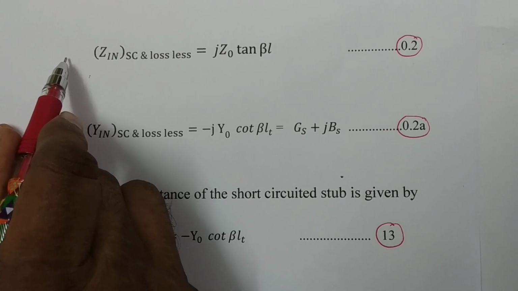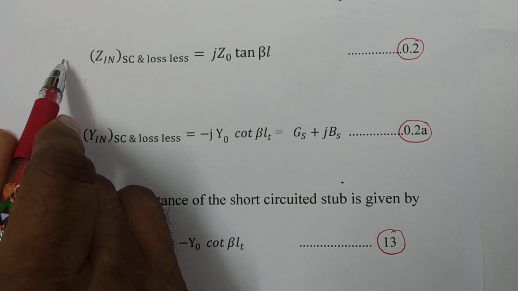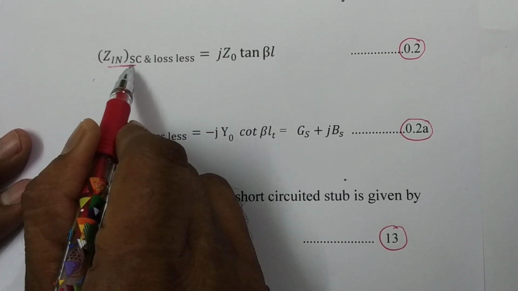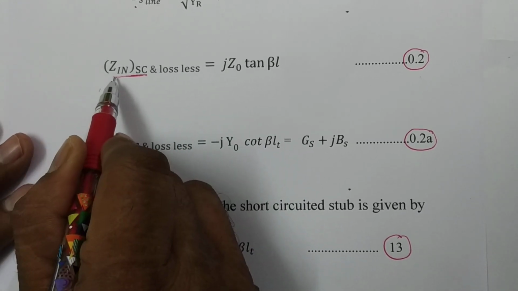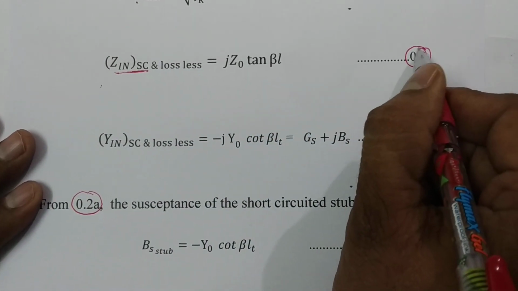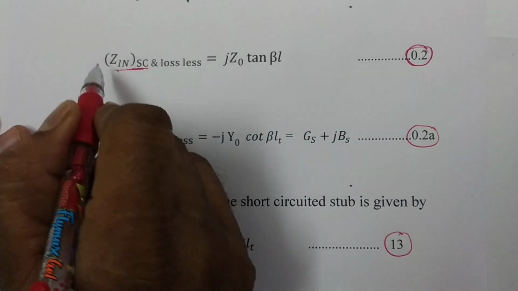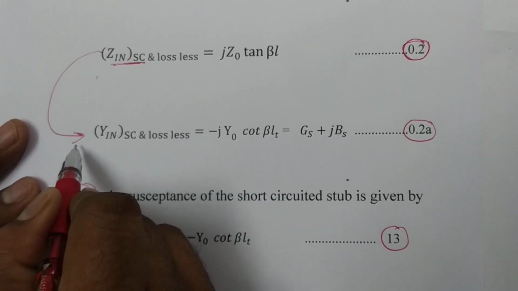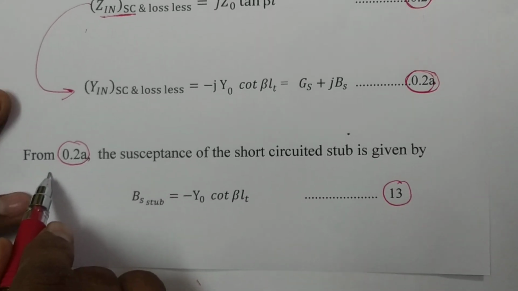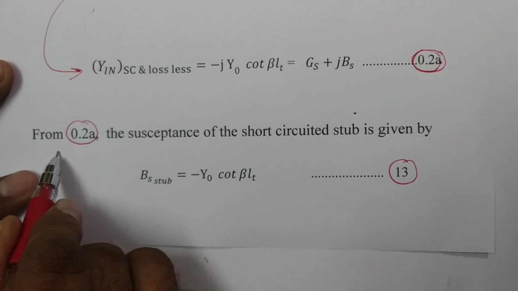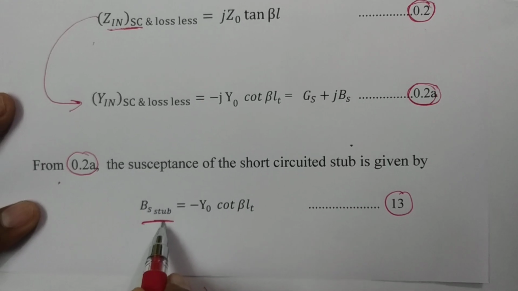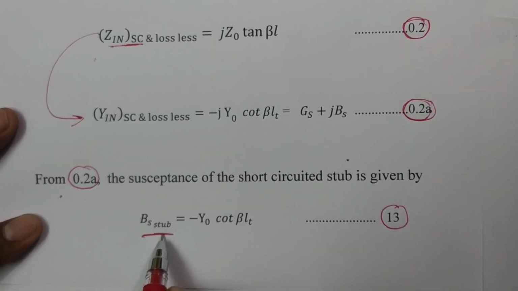Here we are using a short circuited stub. That is why we are dealing with the input impedance of a short circuited line. The input impedance of a short circuited line is given by the recap equation 0.2, and converting the impedance into admittance we get 0.2a. From the above equation, the susceptance of the short circuited stub is given by equation number 13, that is, Bs of stub is equal to minus Y0 cot beta Lt.